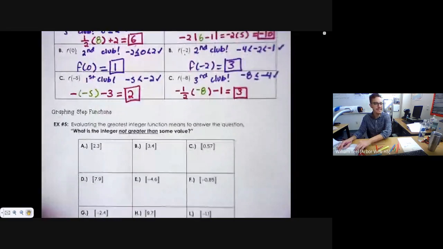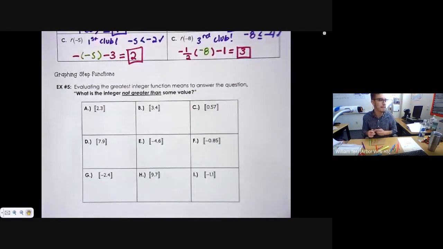Let's go ahead and move down to example number 5. This is graphing step functions. So we're going to evaluate the greatest integer function, and that means that we are answering the question, what is the integer not greater than some value? Okay, this is actually a little bit tricky to get at first, but it is super easy once you get the hang of it.